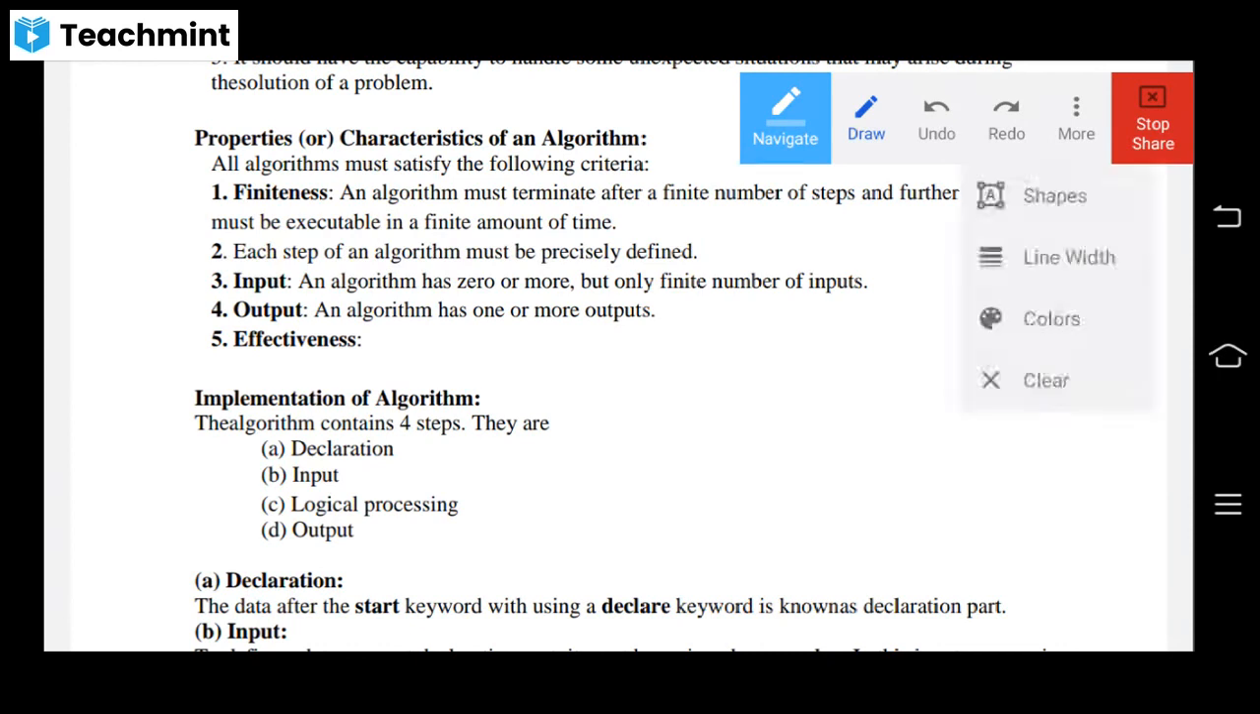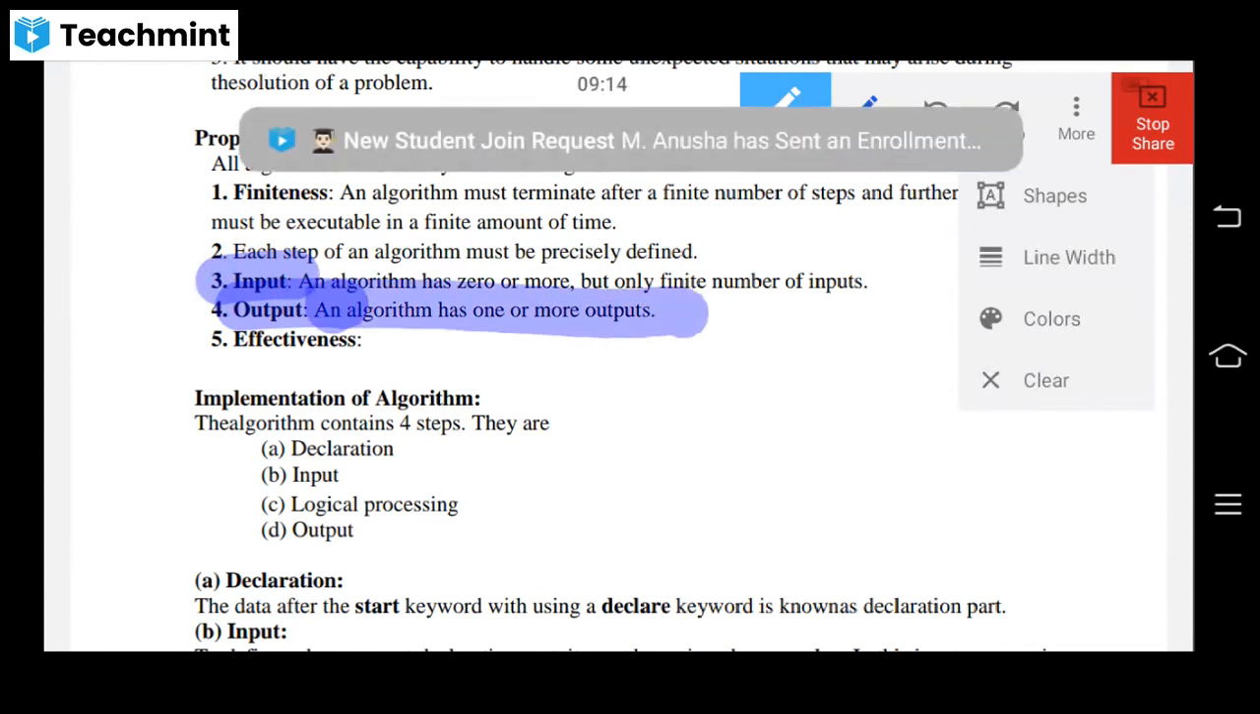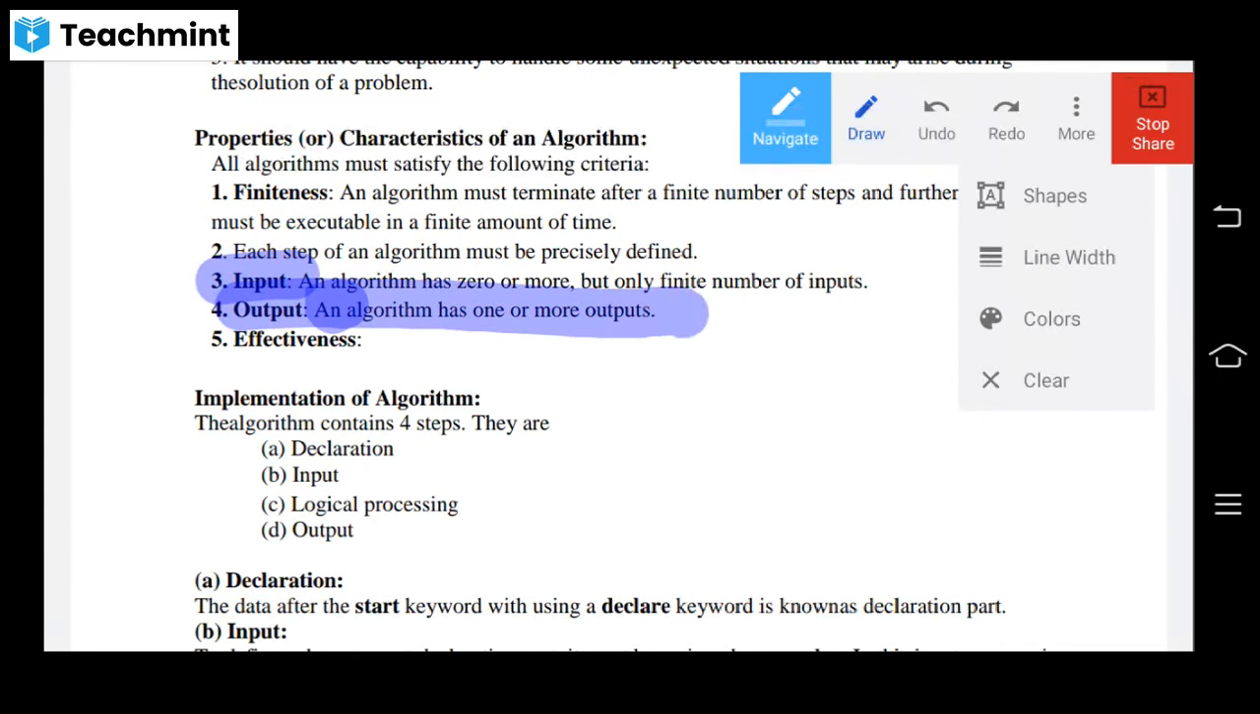Okay. In these input and output, an algorithm has zero or more but only a finite number of inputs. Output related, an algorithm has one or more outputs.